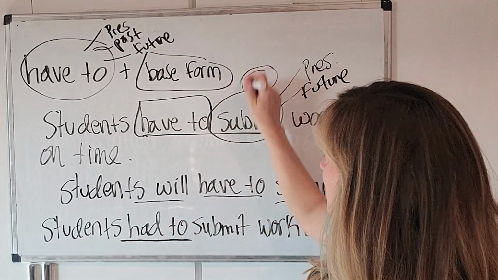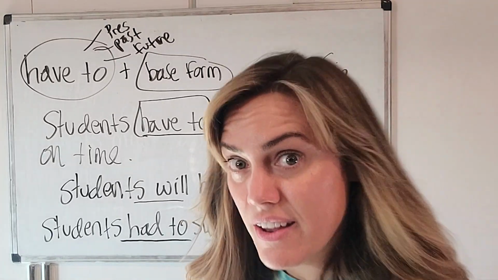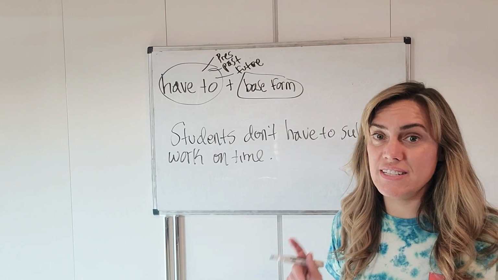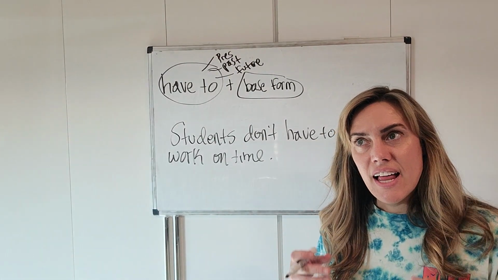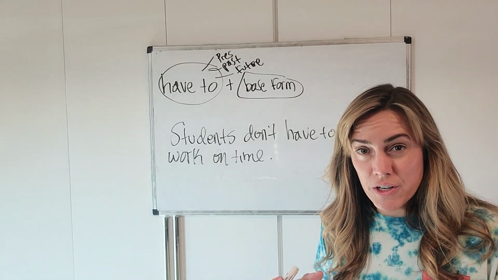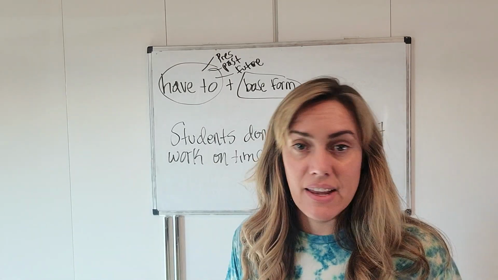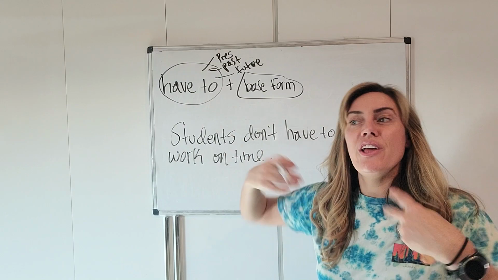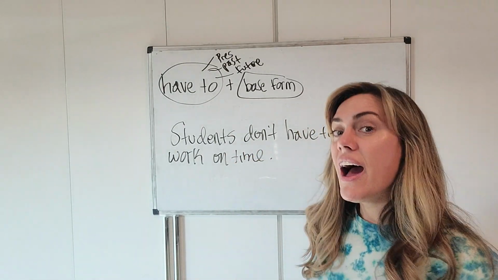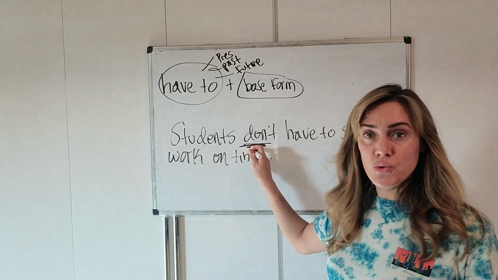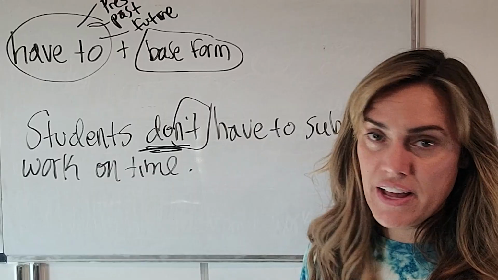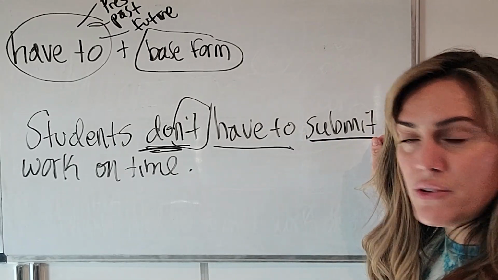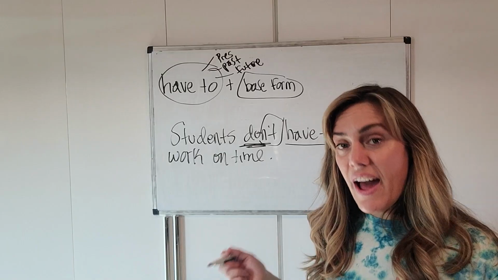You can also use it for an affirmative statement. Let's see if we can use it in a negative statement. Okay, so here's a negative statement with have to. Now remember, have to is a phrasal modal. It's not like a simple modal with one word. Usually with a simple modal, to make it negative, you just add not. But here we have a phrasal modal and it's have to. So in order to make it negative, I need a helping verb, do, and then I can make it negative. Okay, so students do not have to, there's the modal, submit, there's the base form, work on time. Students do not have to submit work on time.